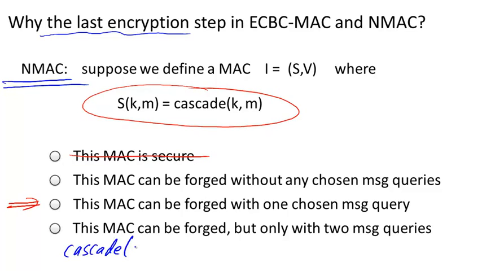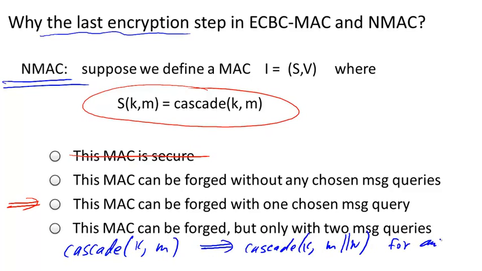If you give me the output of the cascade function applied to a message M, I, being the adversary, can derive from it the cascade applied to the message M concatenated with W, for any message W. First of all, it should be clear that this is enough to mount an existential forgery, because by asking for a tag on this message, I obtain the tag on this longer message, which I can then output as my forgery. So the MAC is insecure because given a MAC on one message, I can produce the MAC on another message.